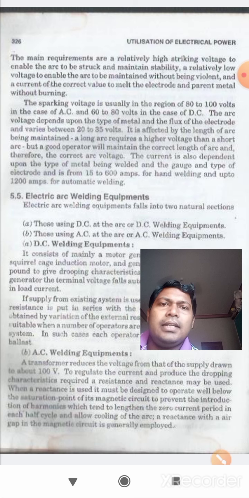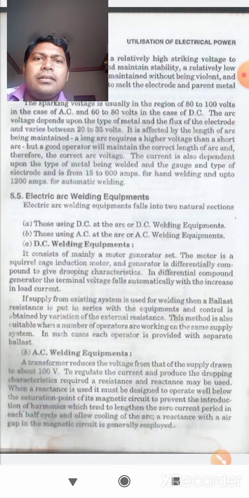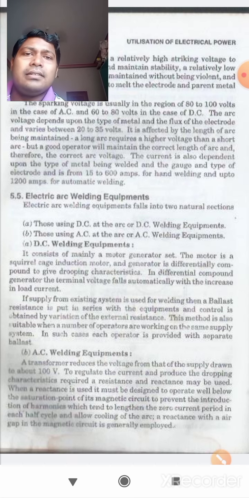Now, electric arc welding equipment. So what is the electric arc welding equipment? We will understand here. Electric arc welding equipment falls into two natural sections. These are those using DC at the arc, or DC welding equipment, and the other is those using AC at the arc, or AC welding equipment. So we'll discuss each of them.